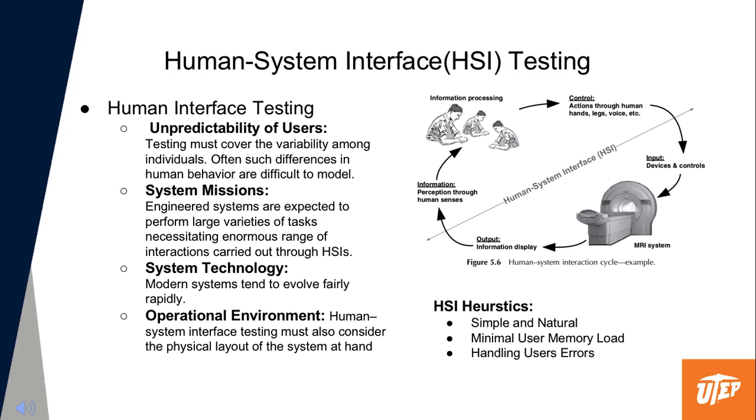Modern systems tend to evolve fairly rapidly. The final thing to consider in human system interfaces is the operational environment. Human system interface testing must consider the physical layout of the system at hand.